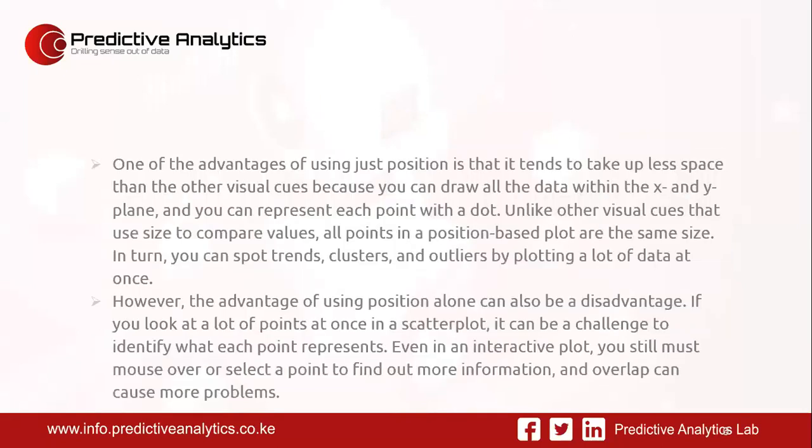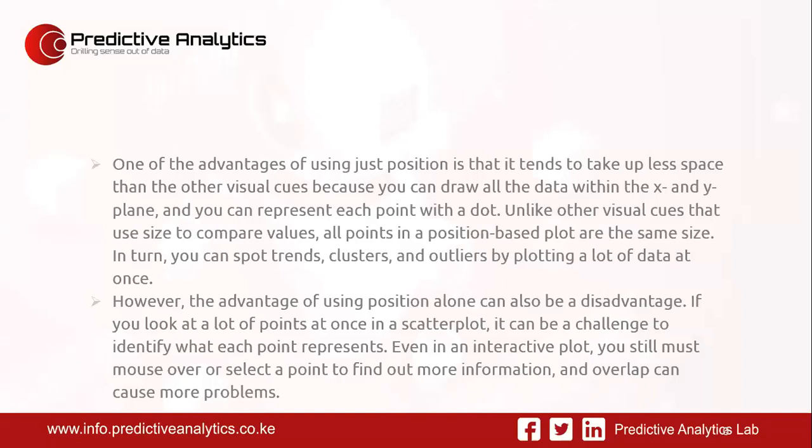One of the advantages of just using position is that it tends to take up less space than the other visual cues, because you can draw all the data with the X and Y plane, and you can represent each point with a dot. Unlike other visual cues that use size to compare values, all points in a position-based plot are the same size. In turn, you can spot trends, clusters, and outliers by plotting a lot of data at once.